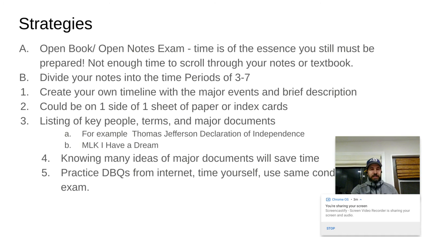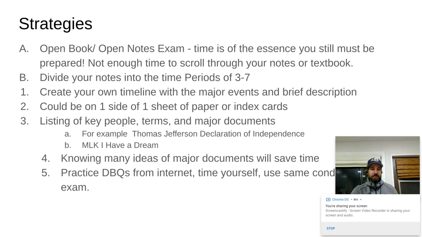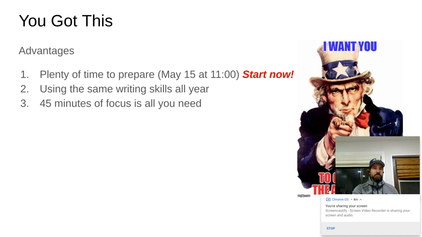Practice, practice, practice. Time yourself. Have your notes. If you're unable to read your notes, or if you cannot find them quickly enough, those are major issues. Time yourself and practice. Notes must be organized. Do not rely on the book.